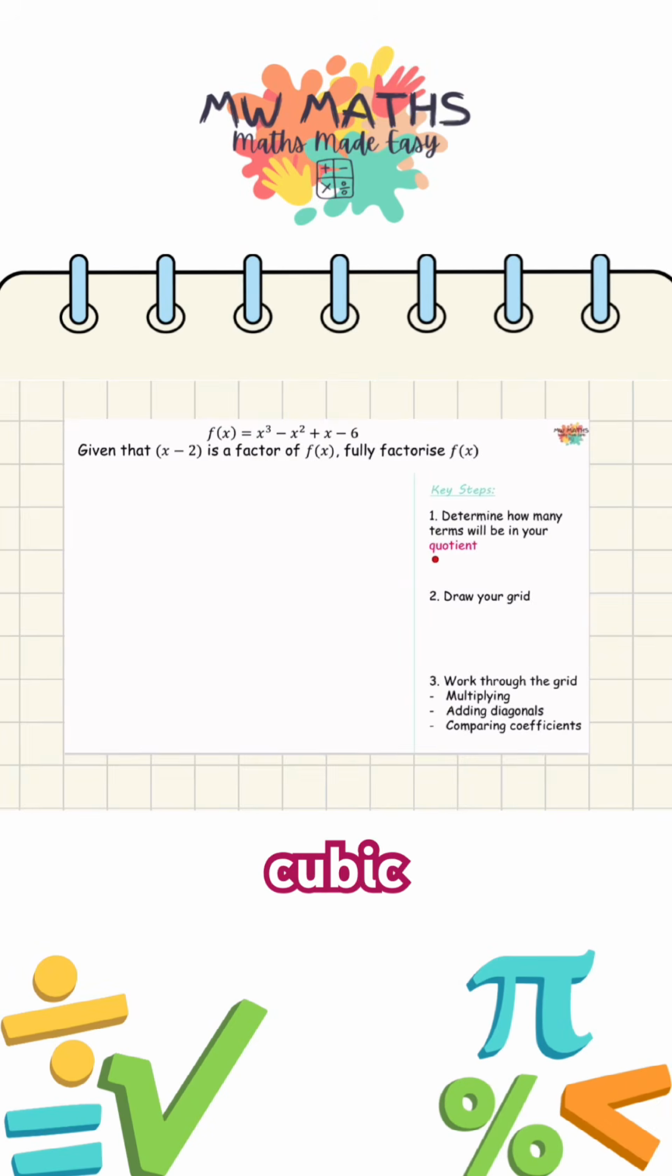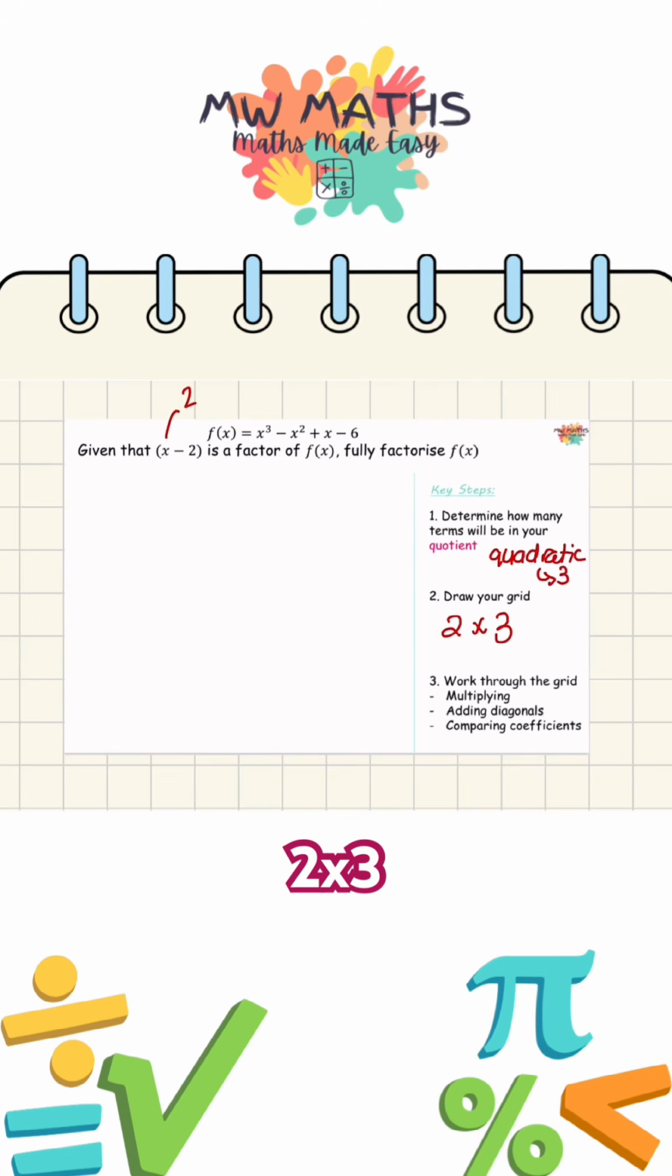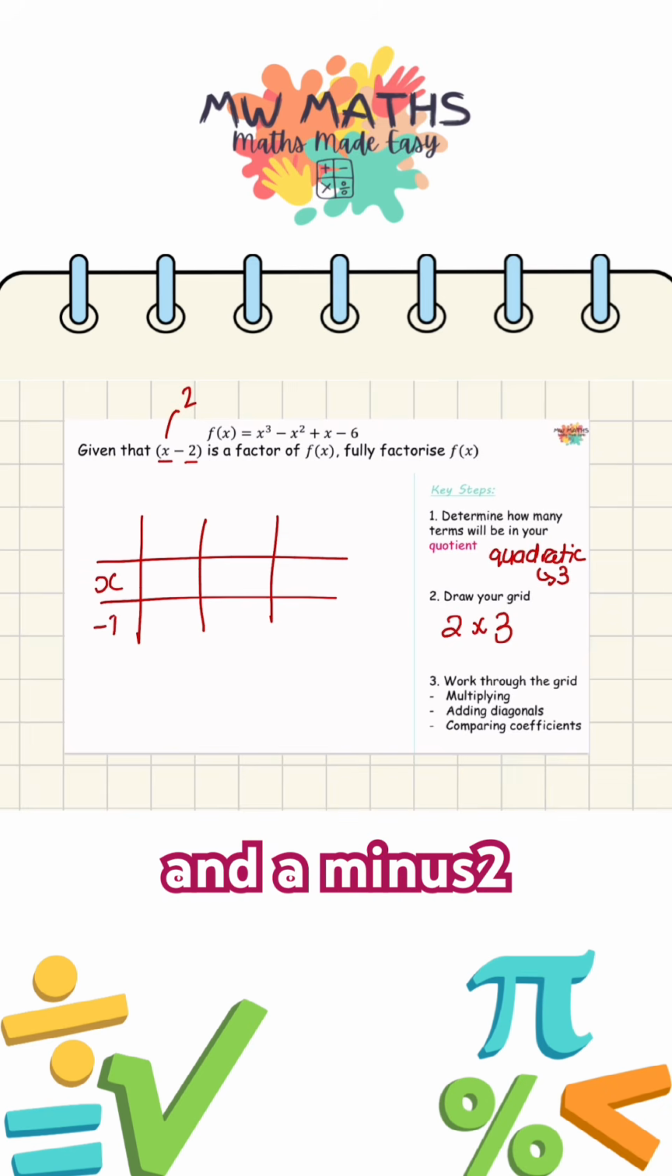Here, cubic divided by a linear is going to give me a quadratic. So quadratic has 3 terms, my linear had 2 terms, which means I need to do a 2 by 3 grid. Now I need to populate my grid. So I've got an x and a -2, x and a -2 goes in. Okay, now I'm going to fill in the grid by multiplying, adding diagonals, and comparing coefficient.